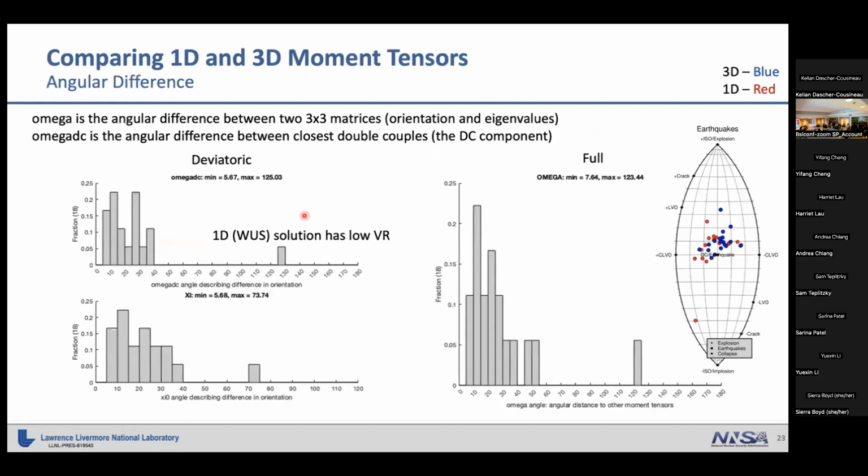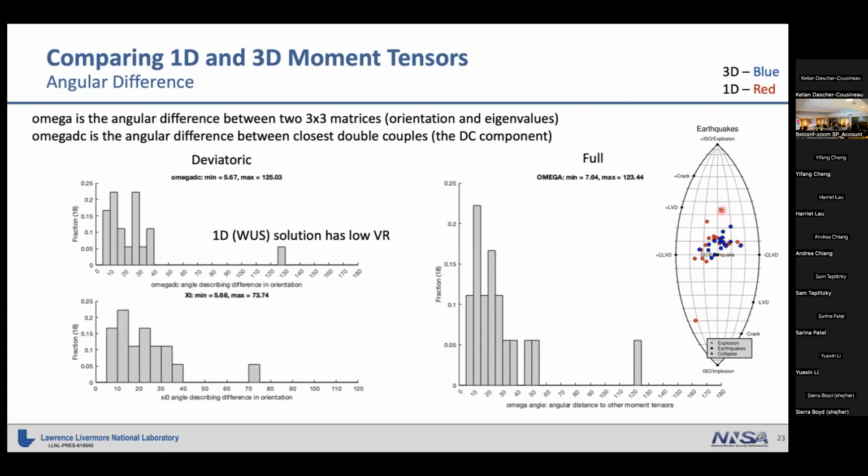One of the things is to compare these 1D and 3D moment tensors. On the right-hand side, I'll start with the loom plot first. The blue is the 3D moment tensors, and the red is the 1D. Here's a case, one of the offshore events, where the 1D has a very large spurious isotropic component that got dumped into it, even though the mechanism was not quite correct either. Whereas for the 3D, all the 3D solutions plot near the earthquake.